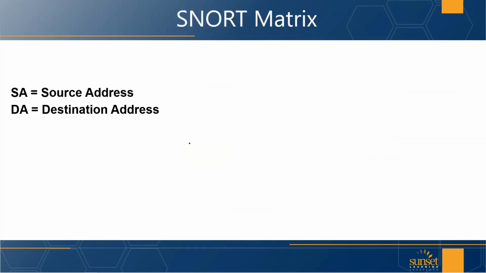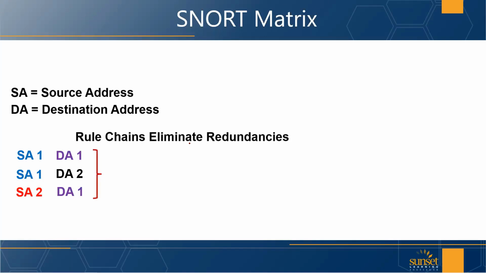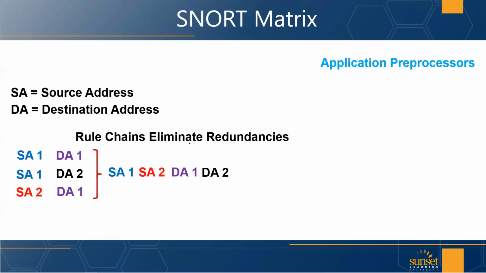So the matrix for SNORT now. I'm going to show you this. SA is source address, DA is destination address. So I've got source 1, destination 1, source 1, destination 2, and so on. So what SNORT does is it says, okay, I'm looking at all these. And remember, in a traditional ASA, it's line by line by line. But SNORT looks at it and goes, okay, I see I've got source 1, destination 1. I've got multiple source 1s, multiple destination 1s. I'm going to make a rule chain that eliminates all the destination 1s except for one and source 1. Then it has application preprocessors.